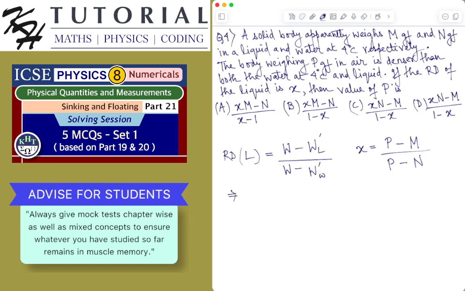If I do cross multiplication, I get X multiplied by P minus N is equal to P minus M. This implies XP minus XN is equal to P minus M. If I bring the term P to the left hand side, I get XP minus P is equal to XN minus M.